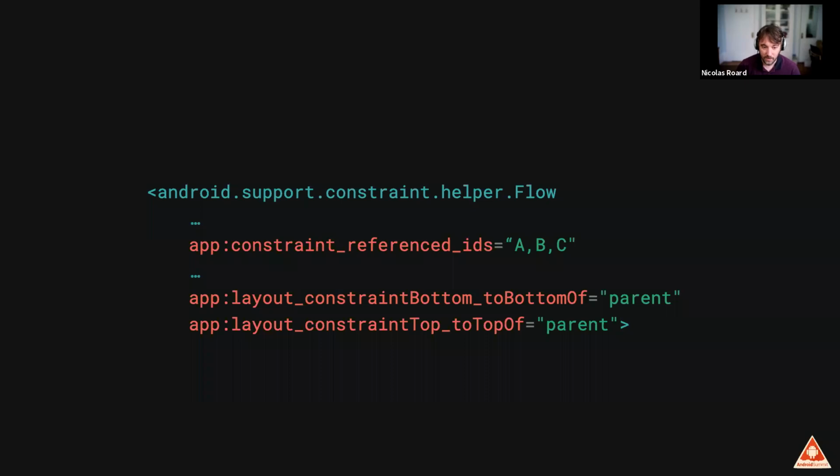So let me talk about Flow specifically. You see how you can use it. It's relatively straightforward. You just reference the IDs of the views that are contained in that flow. Flow itself is a view, so you can actually constrain Flow like you would any other widget. You can set a background, whatever you want to do, that's a normal view. But what it will do is apply a set of rules to the elements it refers to.